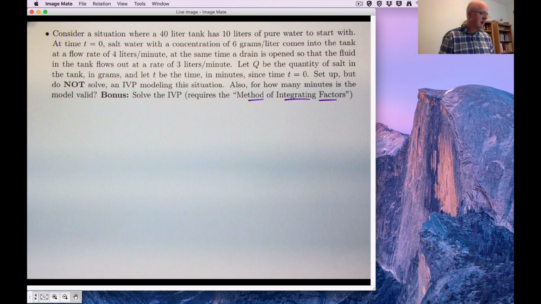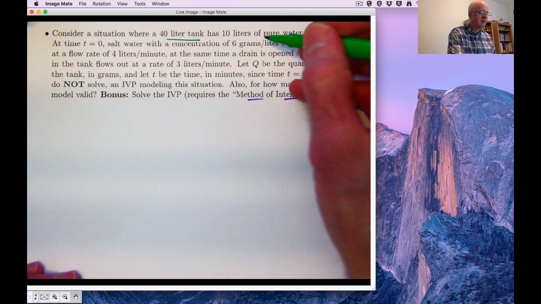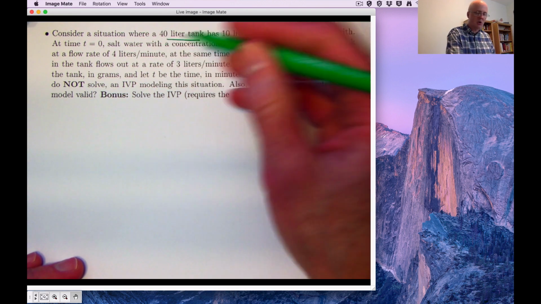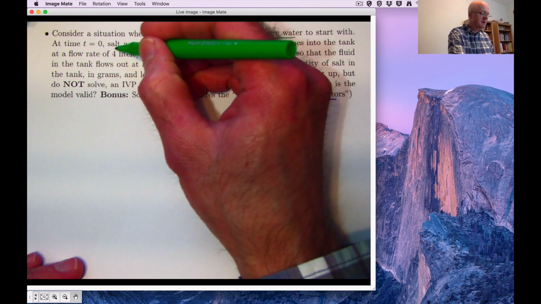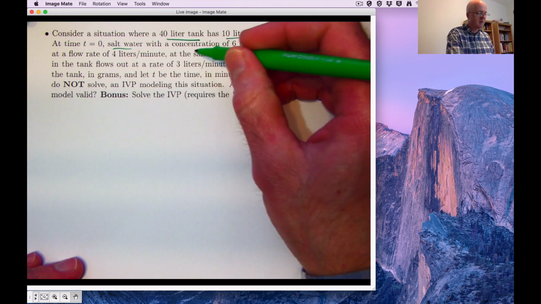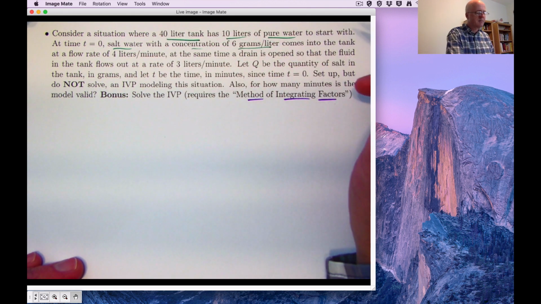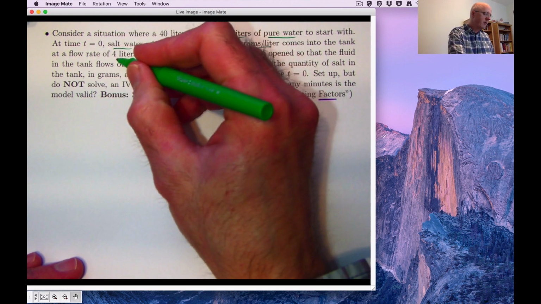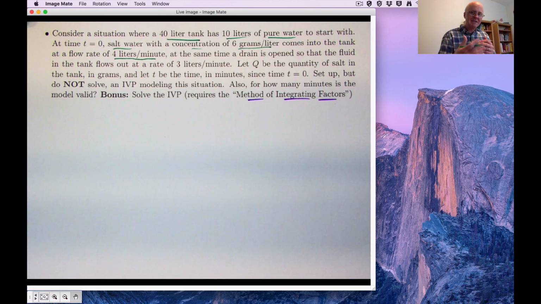This is called a mixing problem. We have a tank. It's a 40-liter tank. It's got 10 liters of pure water to begin with. No salt. But at time 0, salt water, with a concentration of 6 grams per liter, is flowing into the tank at a flow rate of 4 liters per minute. So it's well-mixed salt water. The salt effectively is not taking up any volume, though there's plenty of it.